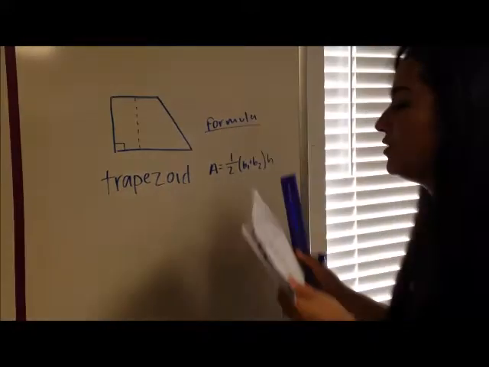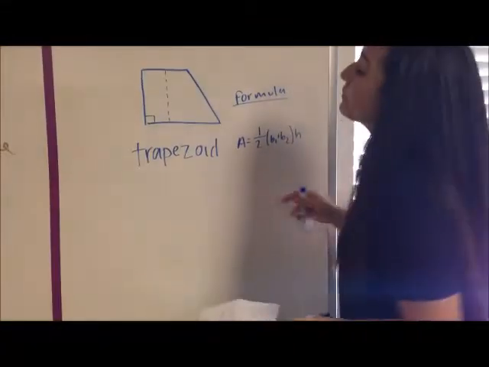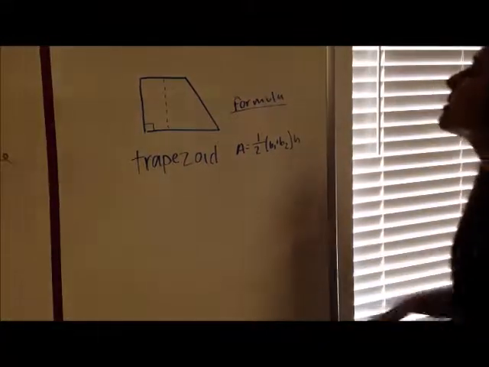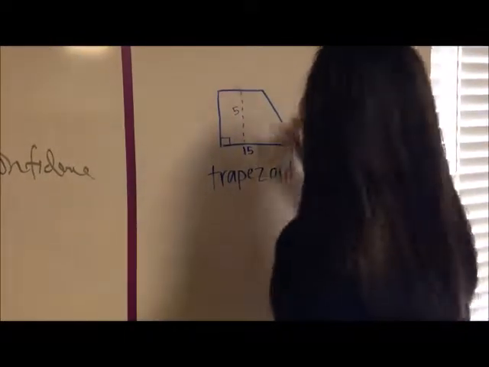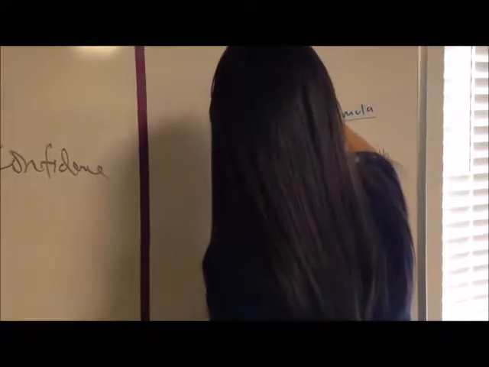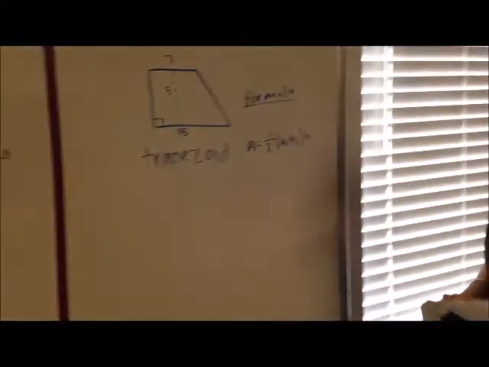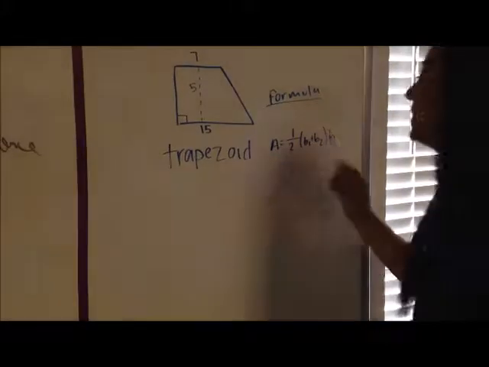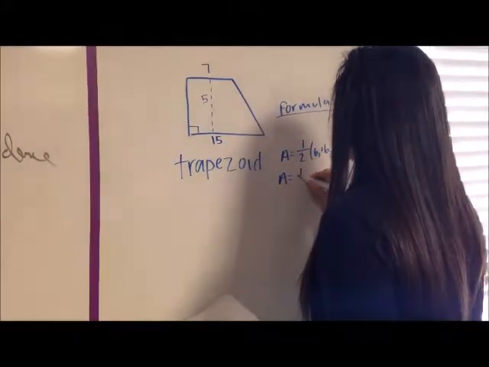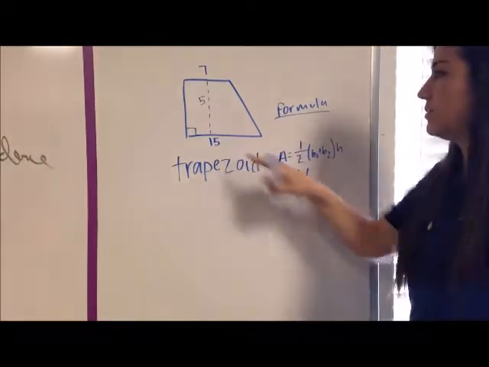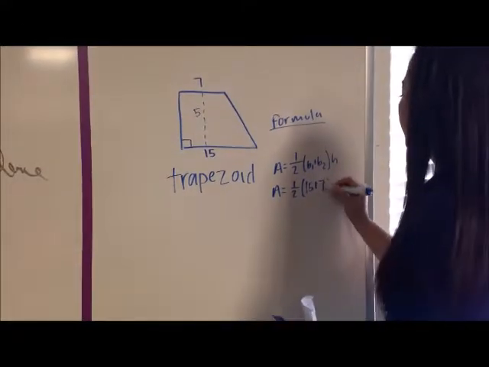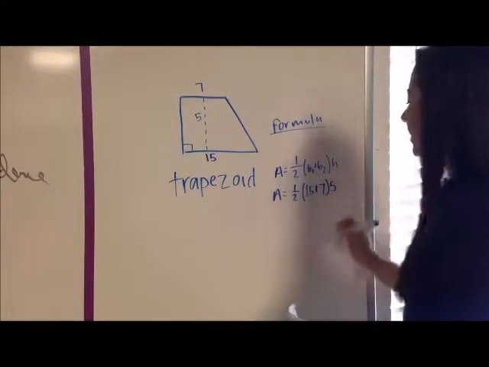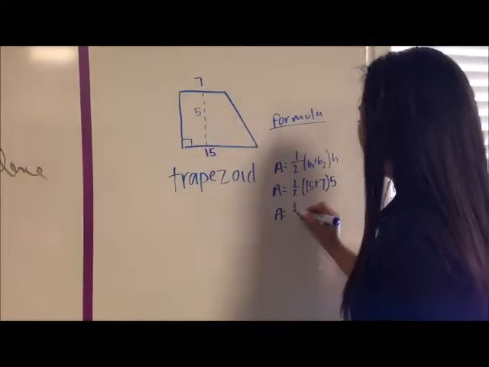For number 9, we had to find a trapezoid. So I drew a trapezoid, and the formula we're going to use is this one. So I'm going to put, this will be 5, this will be 15, and this will be 7. And so what you have to do is you have to plug in the numbers. And so since this is base 1, you put 15 plus base 2, 7 times the height, 5.